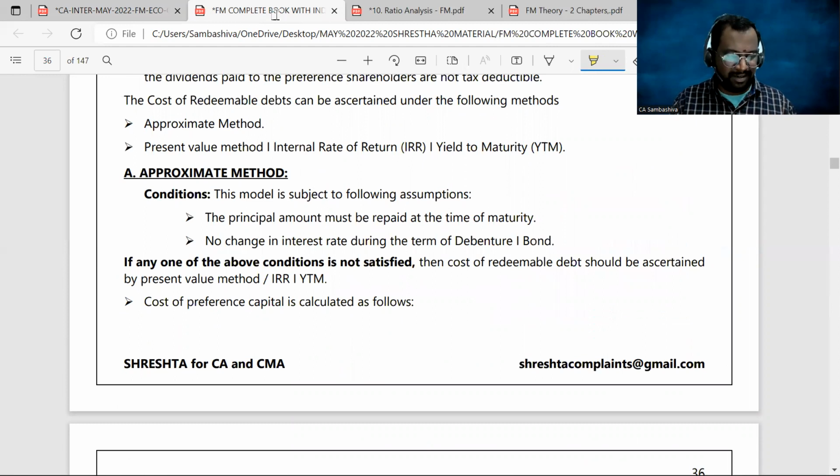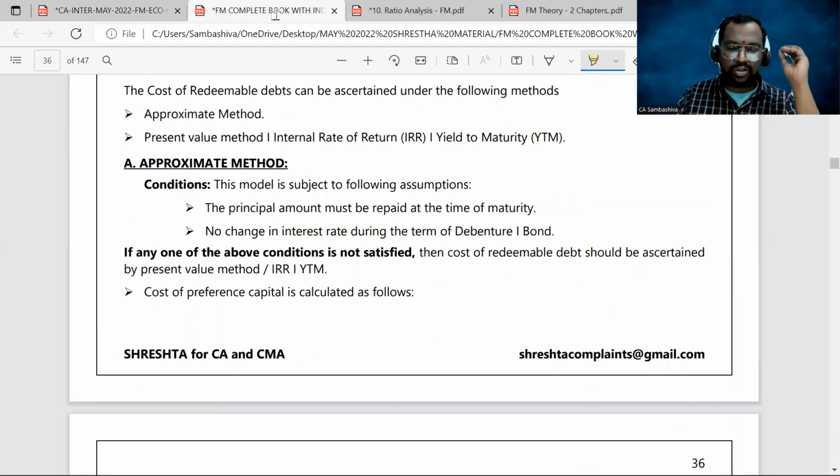Okay, now, right? So for the calculation of the cost of preferences, we have two methods. Approximate method, that is shortcut method, and IRR method. IRR method is also known as yield to maturity model.